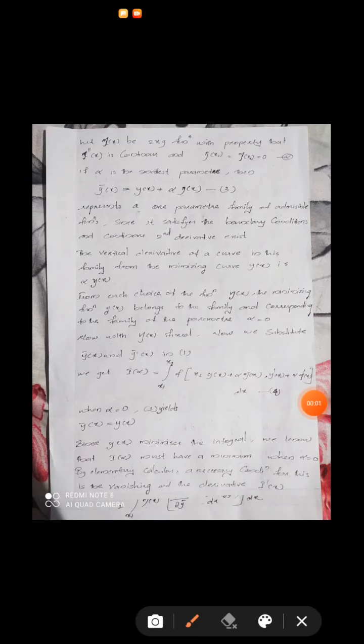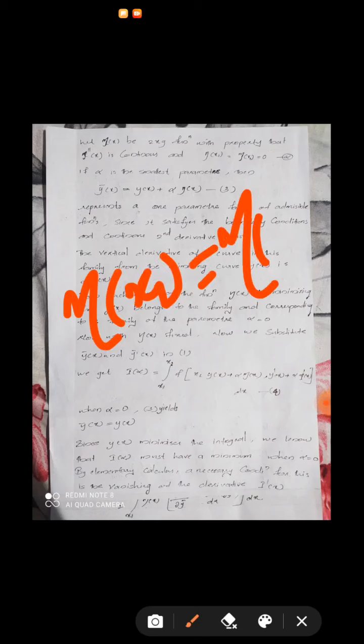In the graph we have the arc y of x. Then we have to find the arc eta of x. Let eta of x be any function with the property that eta double dash of x is continuous, because here we can choose the admissible functions. Admissible functions means the second derivative is continuous and it also must satisfy the boundary conditions, that is eta of x1 equal to eta of x2 equal to 0.